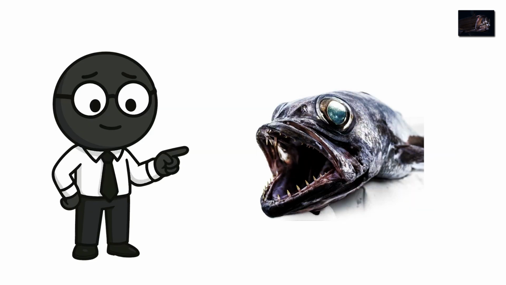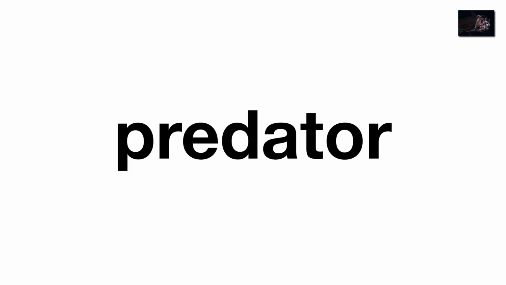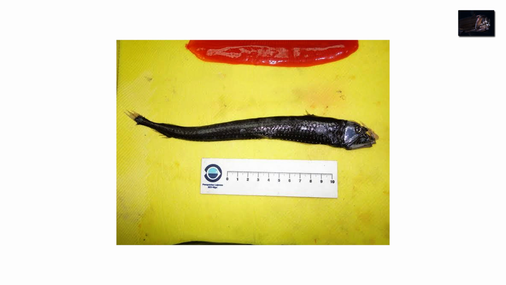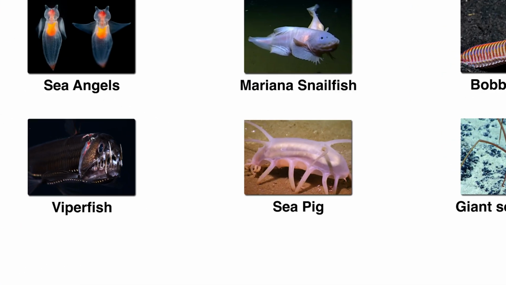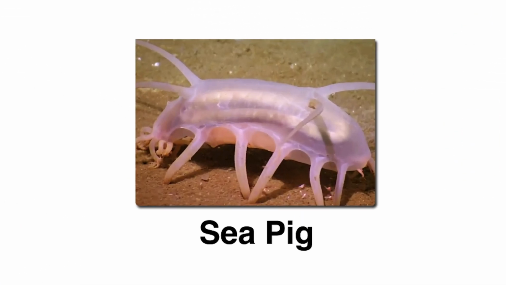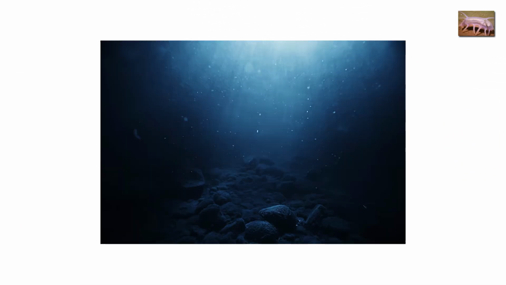Every part of the viperfish screams, "Predator," and yet, it's only 30 centimeters long. Proof that you don't need size to be terrifying, just commitment. Sea pig, the pink crawling blob. Somewhere in the pitch-black depths of the abyss, a pink blob with legs crawls slowly through the silt.